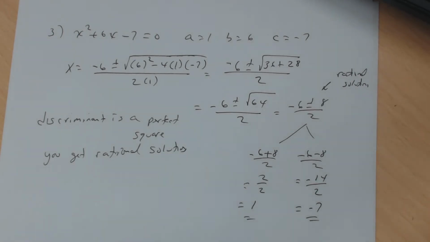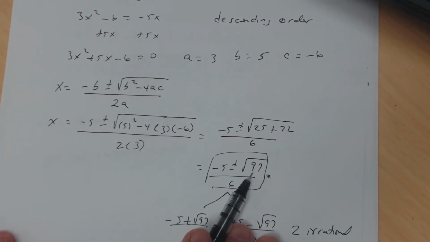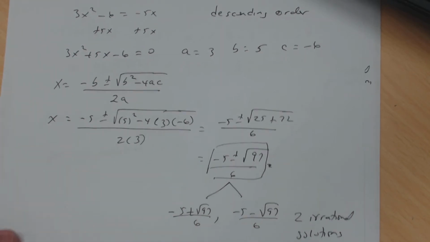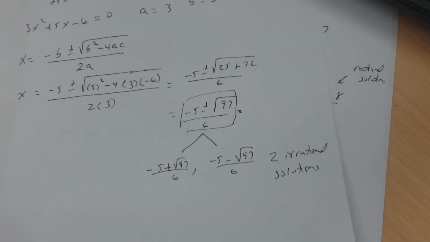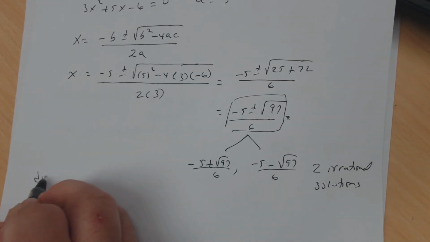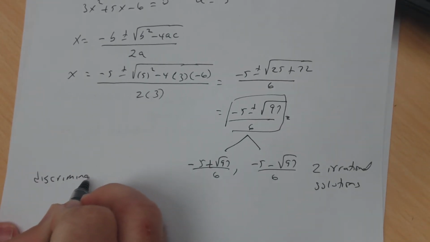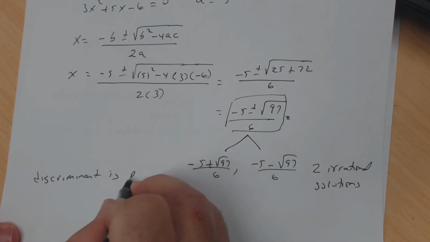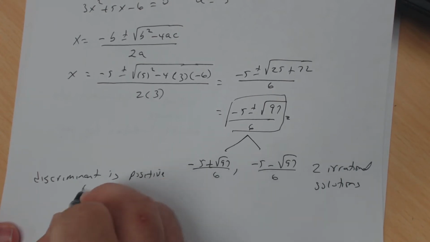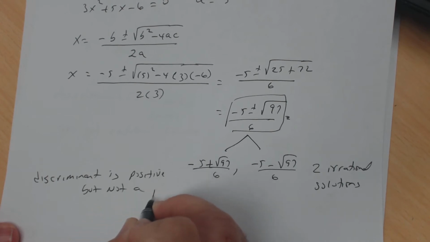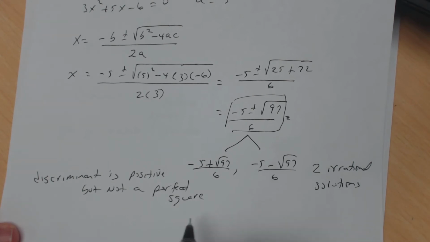All right, over here, let's go back over here. Here, the discriminant is not a perfect square. It's positive. Notice the discriminant is positive, but it's not a perfect square. And I ended up with 2 irrational solutions. So here, the discriminant is positive, but not a perfect square. All right, so you get 2 irrational solutions.